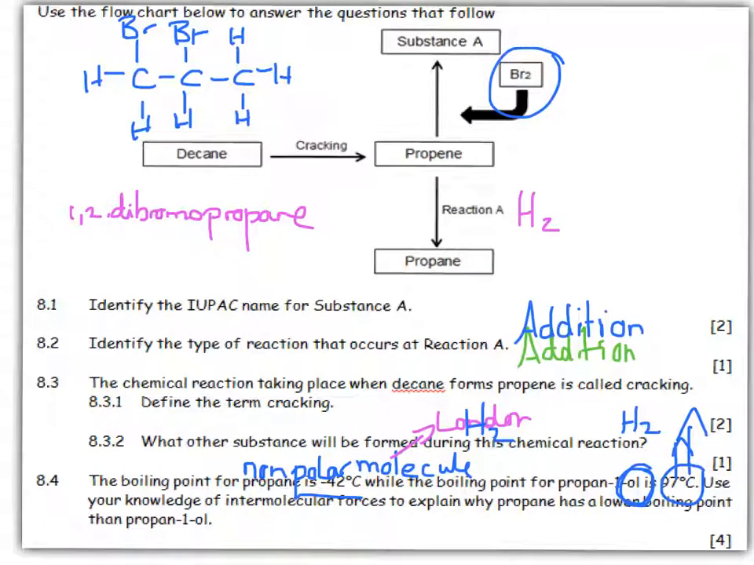And we've got propane, which is a non-polar covalent molecule. And that means that it is held together by London forces, which are weak intermolecular forces and therefore a low boiling point, as opposed to propanol, which has a polar characteristic at the alcohol and therefore is held together by dipole-dipole intermolecular forces. It's a polar covalent molecule, and that has a much higher boiling point.